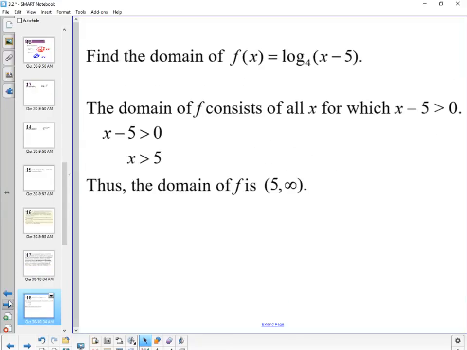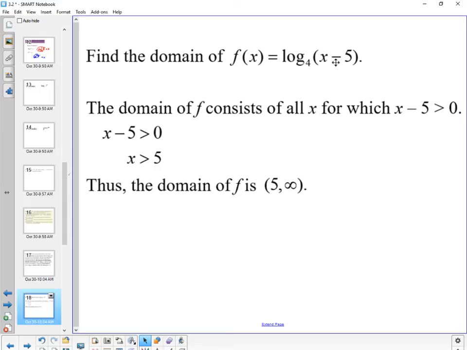Same idea. Take a look at this one. It wants to find the domain of that function up top, the domain of this function right here. Easiest way to see it? Graph it. It's going to be like one of these, except it's shifted, isn't it? Which way, left or right?